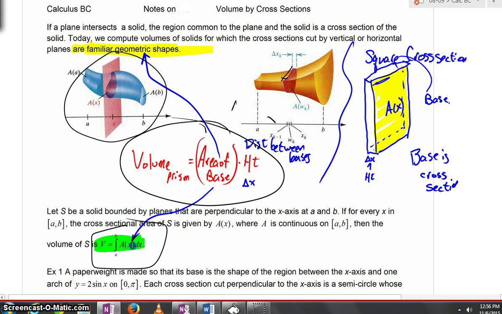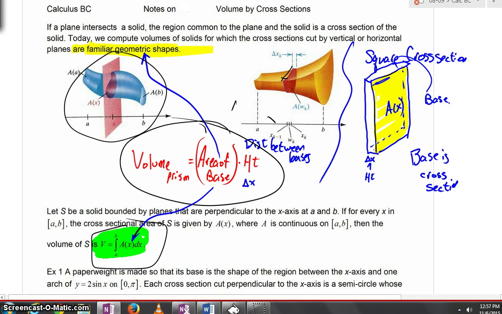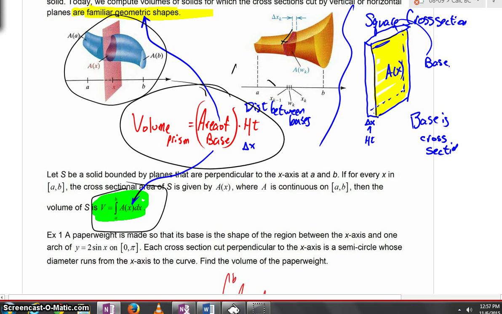Sometimes it's so simplistic that kids are almost taken aback momentarily, like, is this really all there is to it? Yeah, it's the area of the base times some thickness, delta x, we'll call it dx. Integrate, and the area of that familiar geometric shape is thrown in there. Wow, this is all you need to do to get that volume. Let's do a couple of problems.